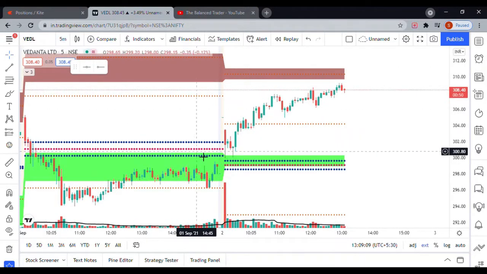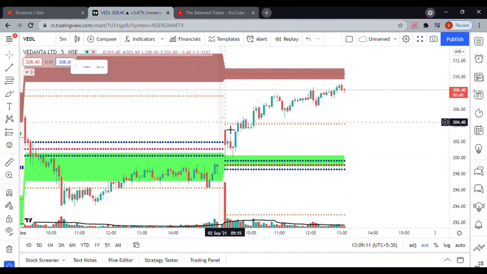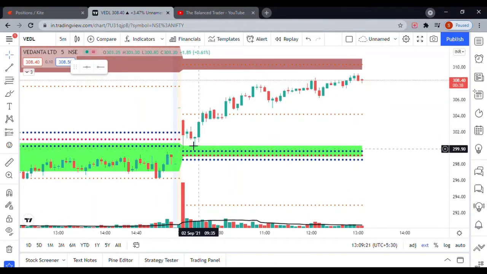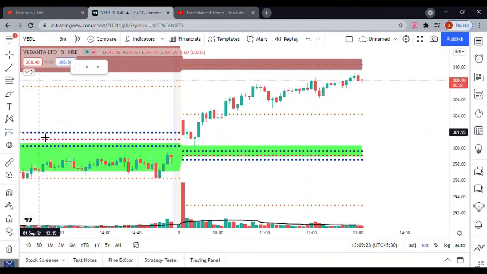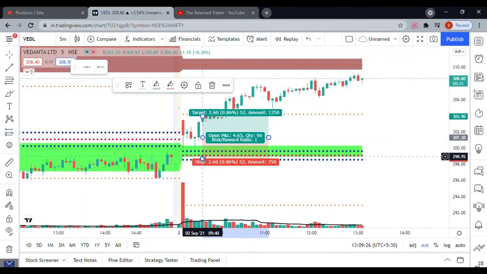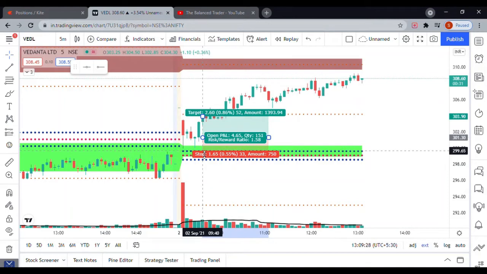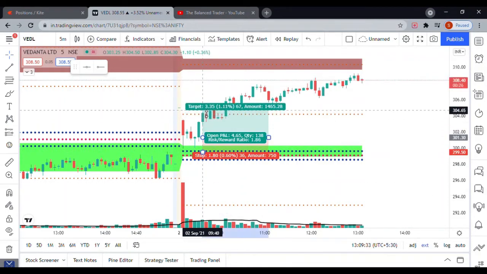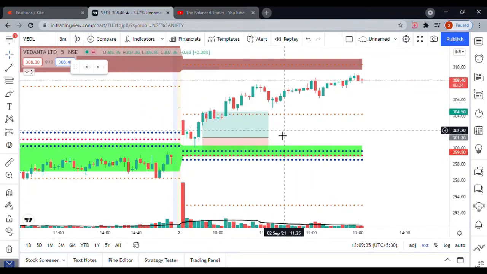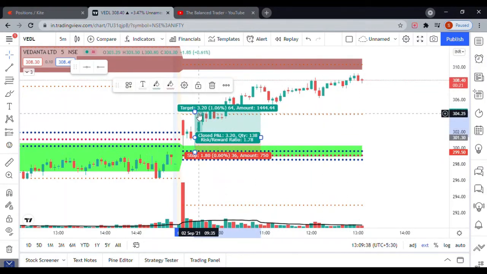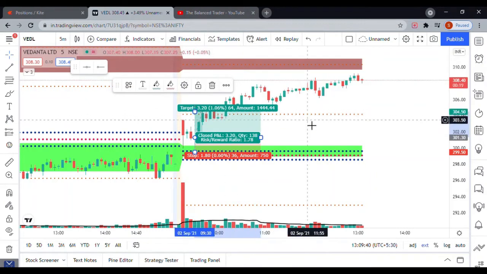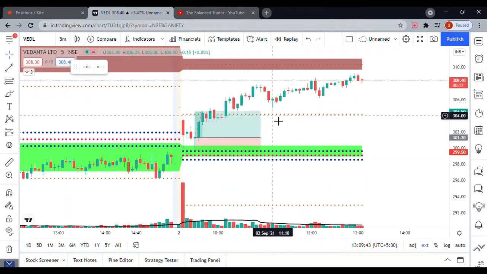And in the 5-minute chart, the stock started down, with selling in the first 5 minutes, and in this zone it formed a bullish pin bar. So this is where I took an entry. I took a long position here, keeping a stop loss of just 300 rupees or 299, and booked my profit around 304 rupees. This is 1:2. I booked my profit around 304.5. The risk to reward ratio is 1.78.